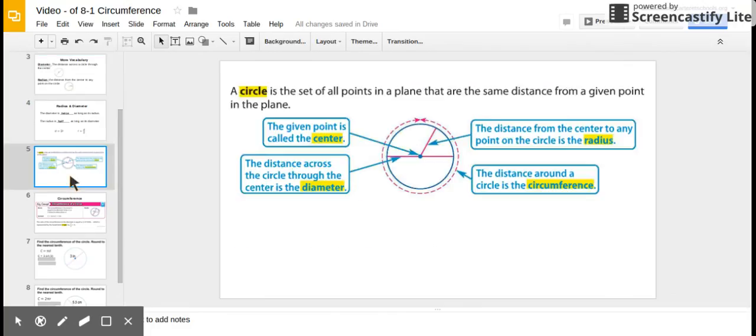All right. So here's an example of a circle. Here's a center. The diameter across. The distance from the center to any end point of the circle is the radius. And then the distance around the circle is your circumference.